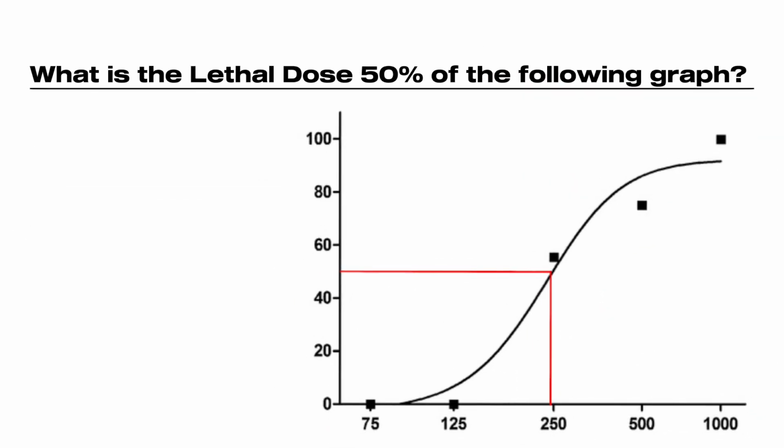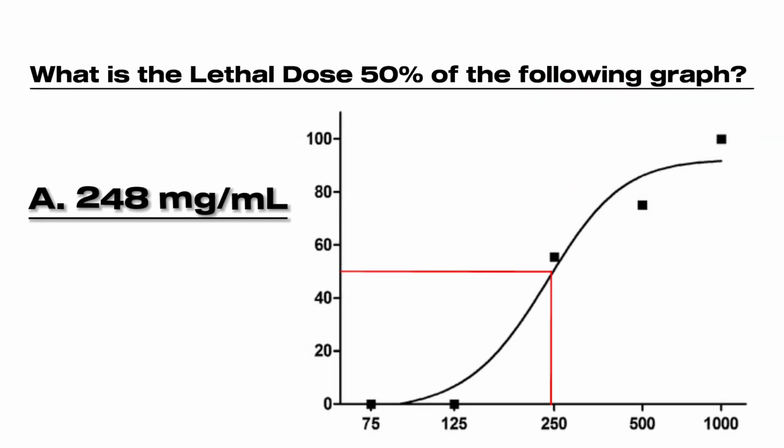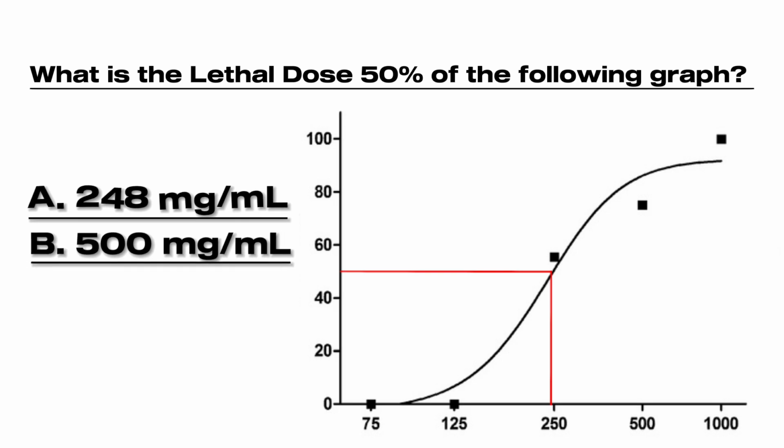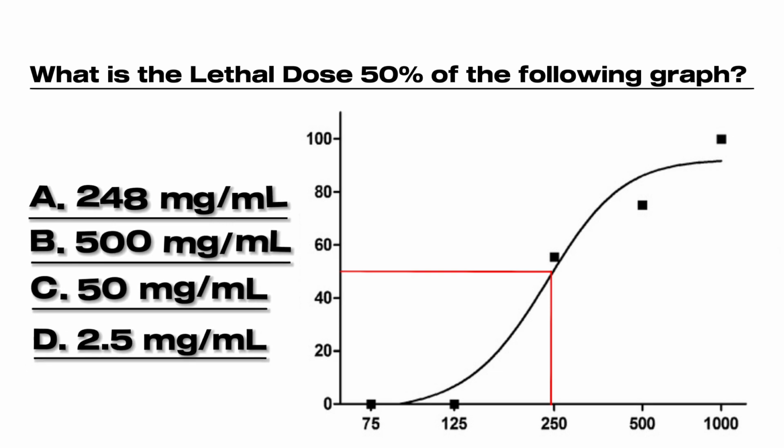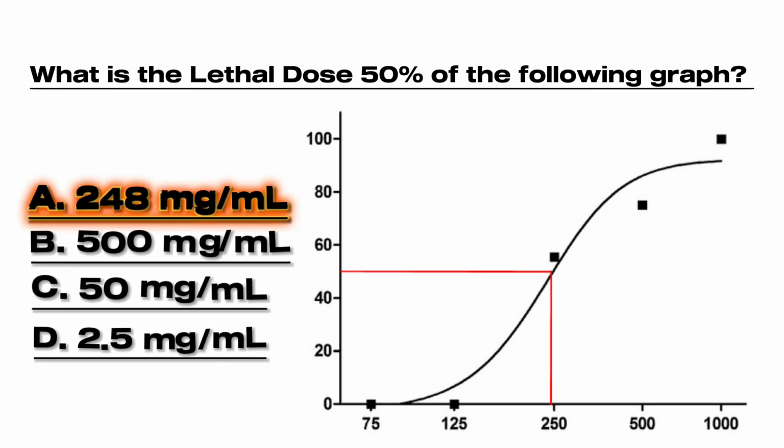Last question. What is the lethal dose of this graph? Is it A, 248 milligrams per milliliter, B, 500 milligrams per milliliter, C, 50 milligrams per milliliter, or D, 2.5 milligrams per milliliter? If you answered A, you'd be correct. 50% of the population is reported to die at around the 248 mark, therefore making the lethal dose 50% 248 milligrams per milliliter.